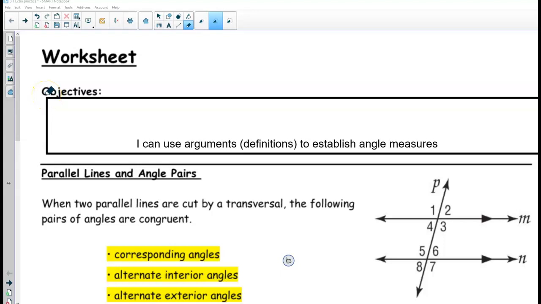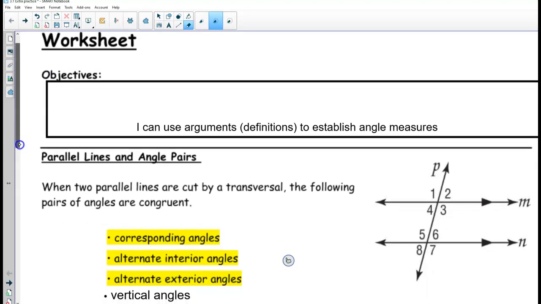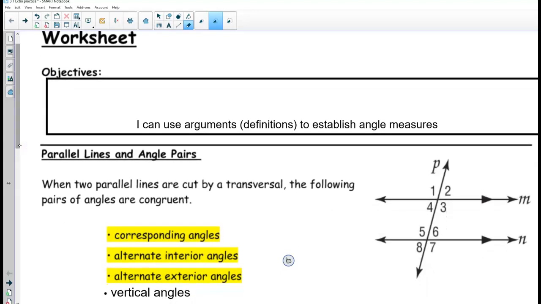Okay, so here is some more practice of 3.1. You can use the color-coded note sheet that you were given, or the one that we did together on Monday, or both of them because they both help. So our objective here, remember we're in 3.1, is target 1, using our arguments or definitions to establish angle measure.